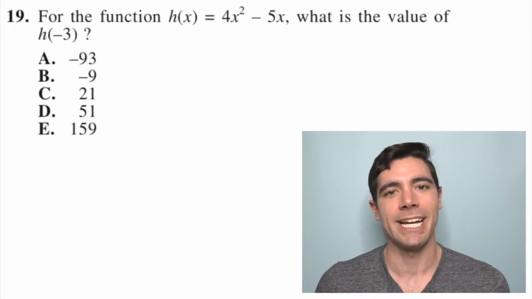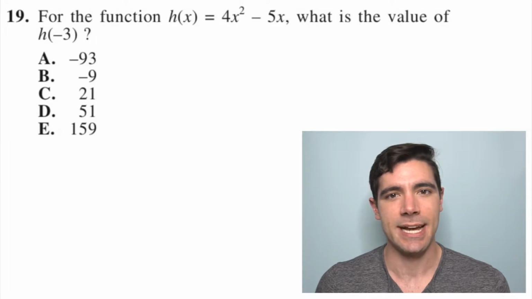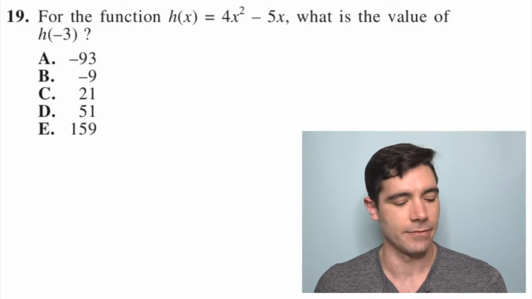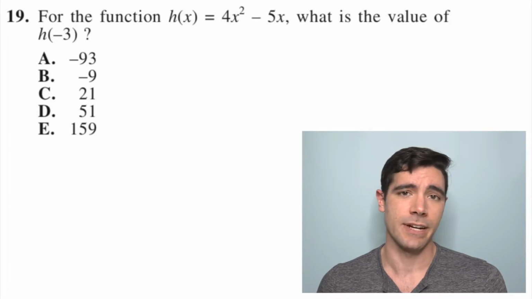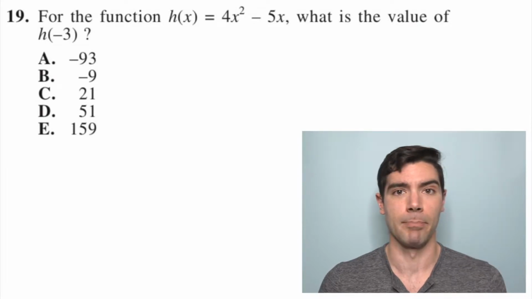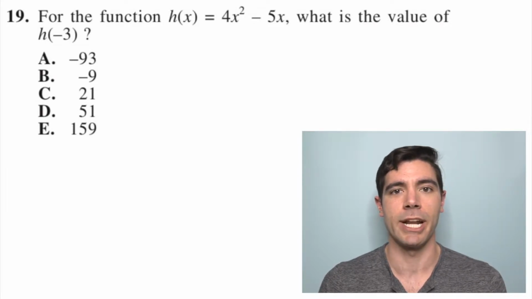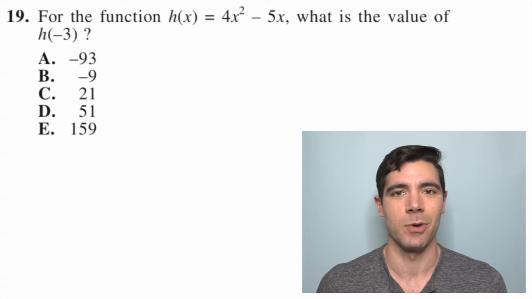Coming at you today with an ACT math question. This was number 19 from ACT 59F from 2003. Let's get involved. For the function h of x equals 4x squared minus 5x, what is the value of h of negative 3? Now right there, pause the video. Why not take a crack at it yourself, and then you can come back and watch the explanation.